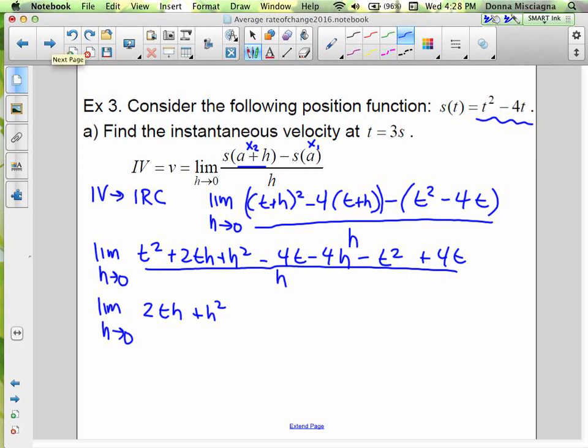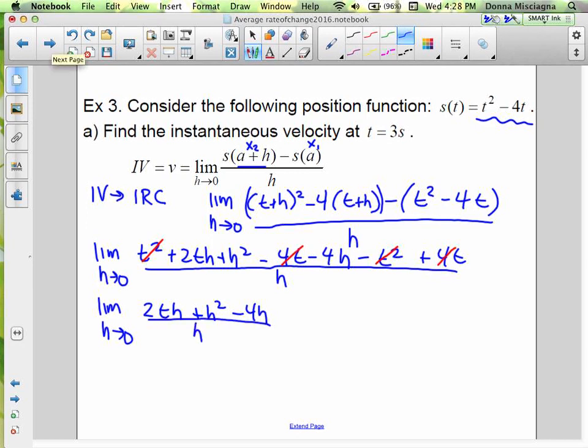Negative 4t and a positive 4t, that's gone. And then we have the negative 4h. So it's not a bad idea to do this when you see that you have opposites so that you don't write them down. So those were opposites, and then these were opposites. So they just canceled out. So now I'm left with this.